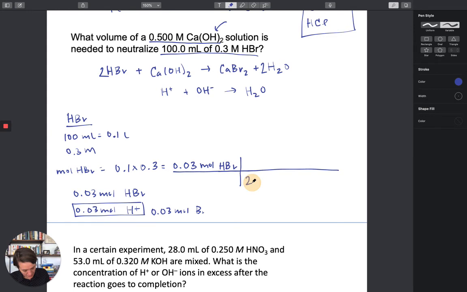Looking at our balanced chemical reaction, we have 2 HBr for every 1 CaOH2. And our volume is 0.1 liters. Our concentration is 0.3 molar, so that is moles in 1 liter. And you get 0.03 liters, otherwise known as 30 milliliters of your CaOH2.